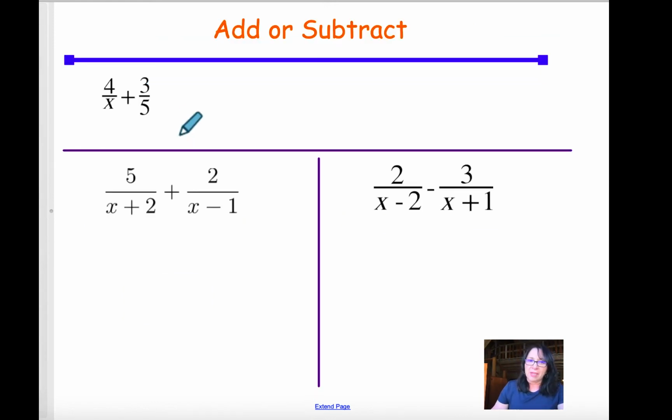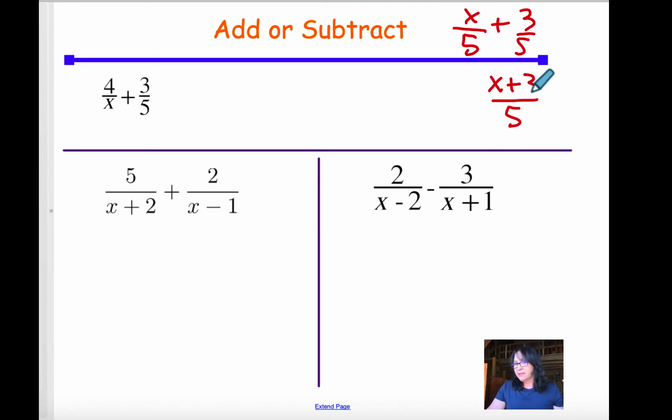For this problem here, adding and subtracting. So your objective for these problems is to get a common denominator and then add them together. And once you have that value on the denominator that's the same, all you have to do is add the tops, the numerators. So for example, if I have x over 5 plus 3 over 5, because my denominators are the same, right, I'm just going to have the same denominator, 5, and then I'm going to add the numerators, which is x plus 3.